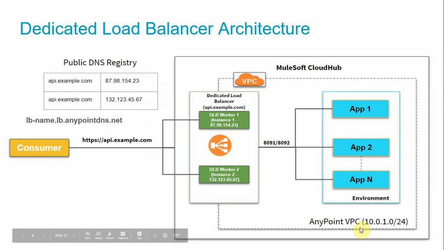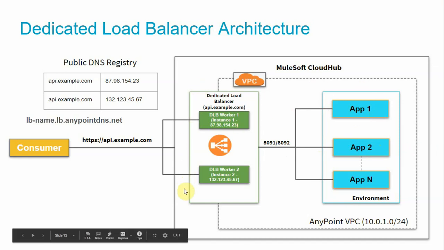I have already shown in my last video how you can create the Anypoint VPC. I've created the Anypoint VPC with a CIDR mask of 10.0.1.0/24. You have deployed app1, app2, and app n within the CloudHub VPC on port 8091 and port 8092, depending on whether you want your application to run on HTTP, so you deploy on 8091. When you want to run the application on HTTPS, you deploy on 8092. So I have deployed the application within the VPC.